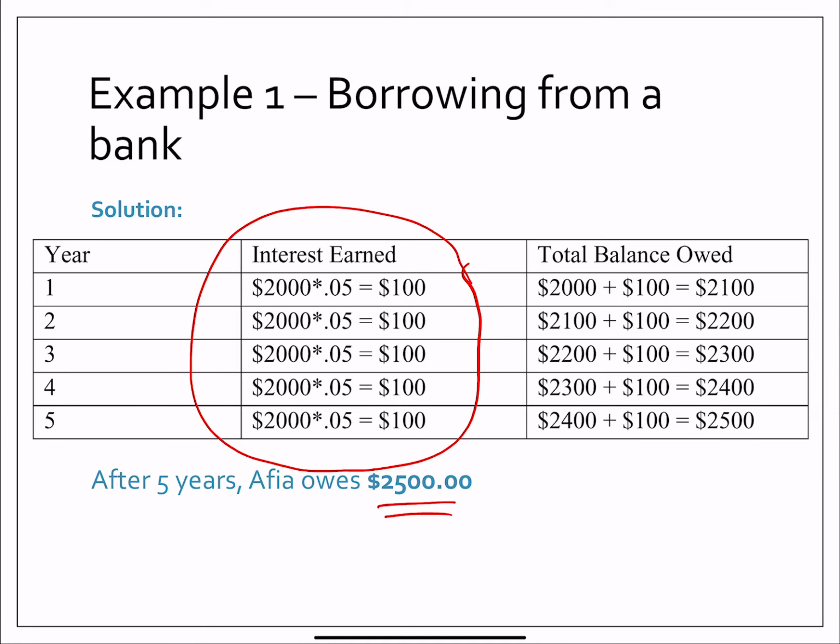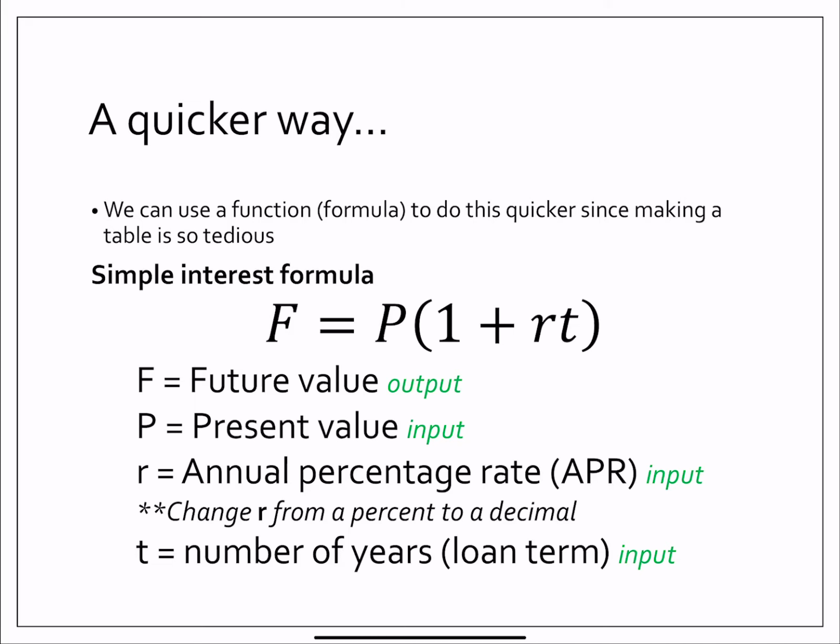And the better way that we have is a formula. Now, our formula is basically a function that allows us to calculate the future value, F. F is going to stand for our future value. That is what we're trying to find. Let's put a little box around F because that's what we're trying to find. And that is our output. F is our output.